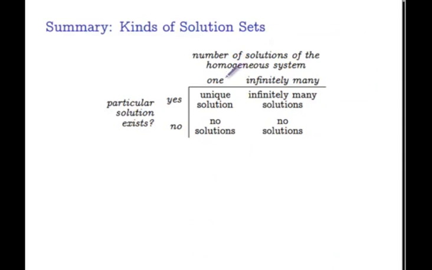Okay? So if there is a particular solution, we're in the first row here. If there's only one solution to the homogeneous system, that is the 0 solution, then the system of equations has a unique solution. On the other hand, if the homogeneous system has a non-zero solution, that means there are infinitely many solutions to the homogeneous system, and that means there are also infinitely many solutions to the original system. Now, if there's no particular solution, then there are no solutions in either case.